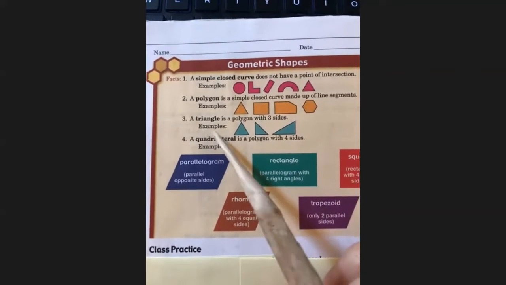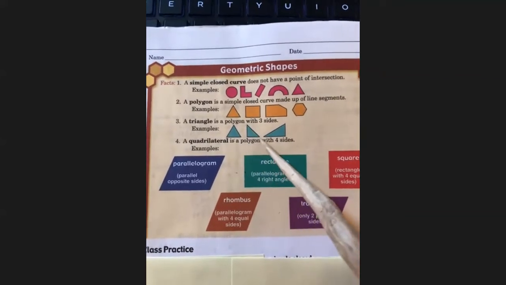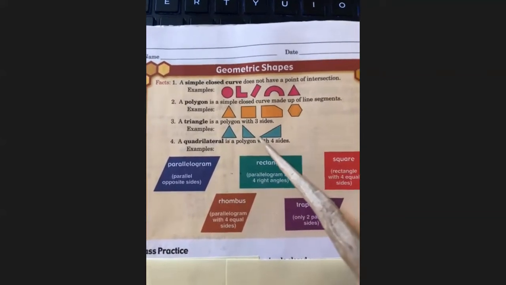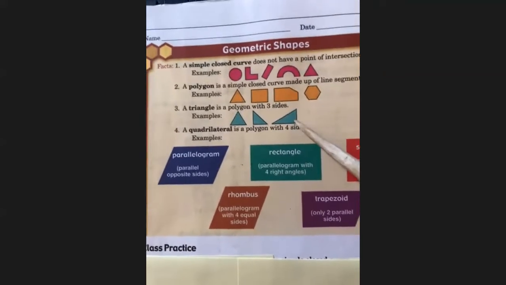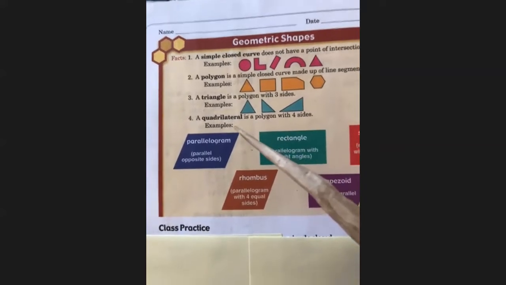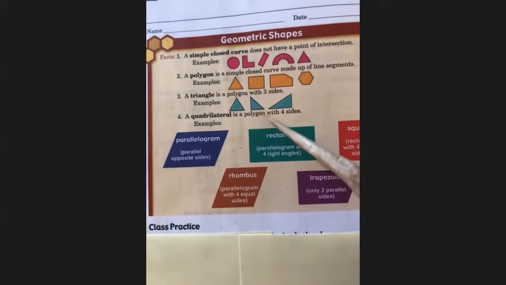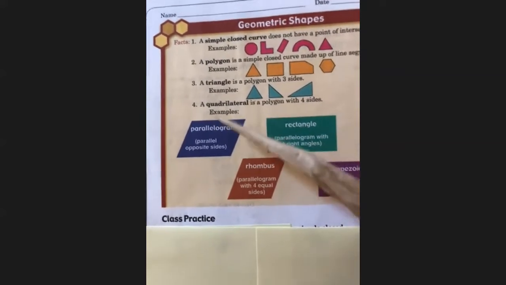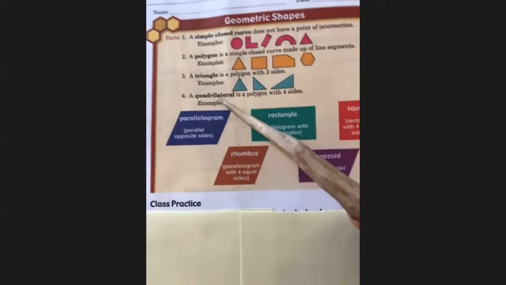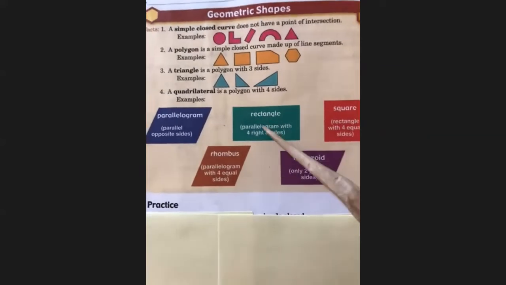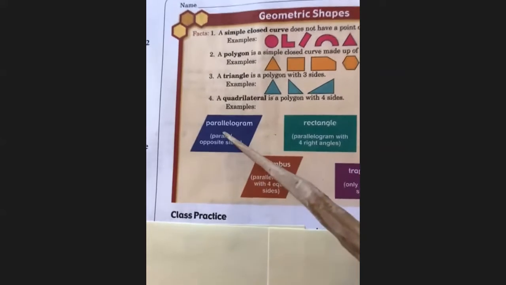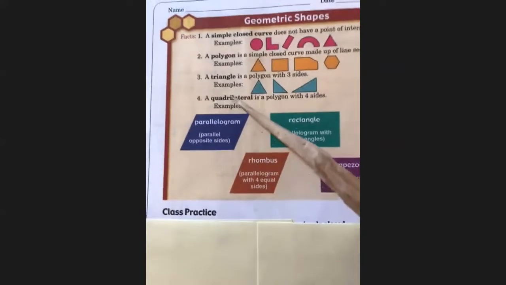A triangle. A triangle is a polygon with 3 sides. And there's different kinds of triangles that you'll learn about later. But they're all triangles. They can have different angles, but they're still triangles if there's 3 sides. A quadrilateral is a polygon with 4 sides. So a rhombus is a quadrilateral. A trapezoid is a quadrilateral. A square is a quadrilateral. A rectangle is a quadrilateral. And a parallelogram is a quadrilateral.